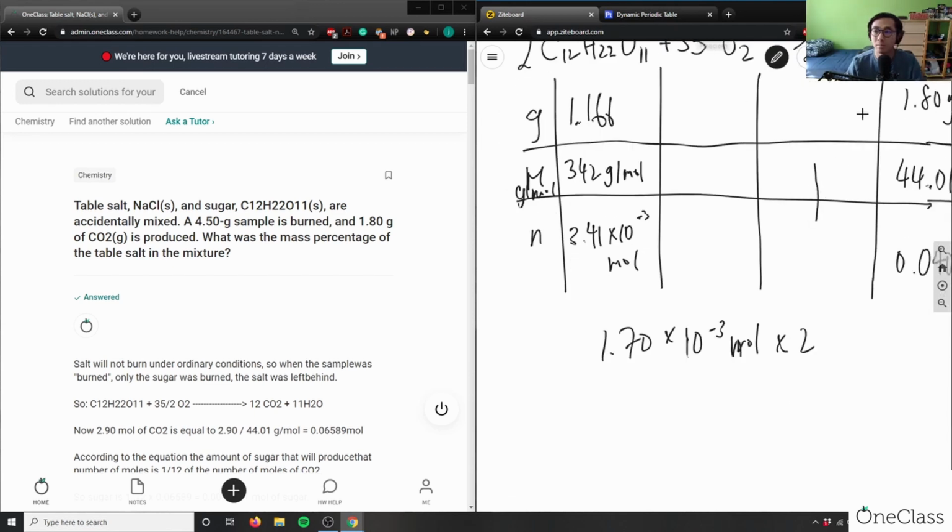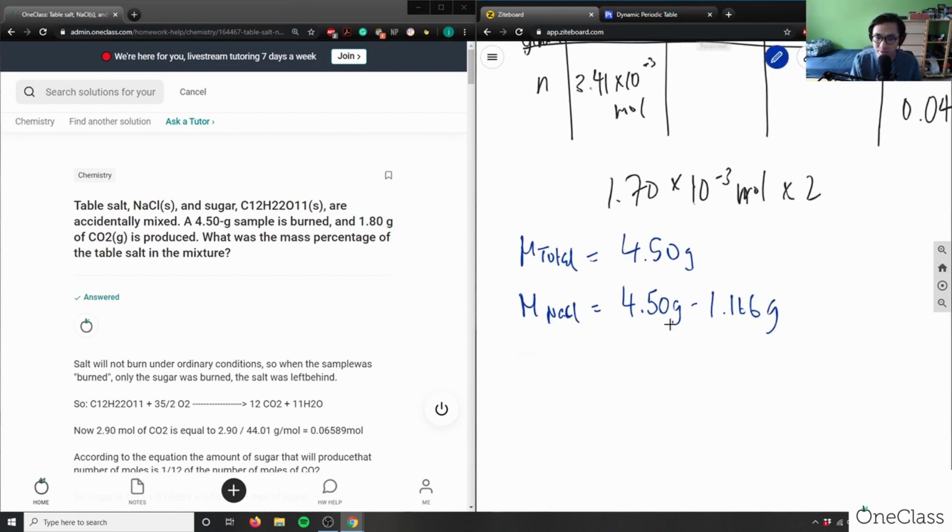Because we have our total mass here, in blue, which equals 4.50, right? And this was a mixture of sugar and salt. But if we know our mass of sugar, we can simply subtract. If we want to find the mass of our salt, we simply take the total mass, 4.50 grams, minus 1.166, the mass of our sugar, to get our mass of salt, which equals 4.50 minus 1.166. This will give me 3.334 grams.